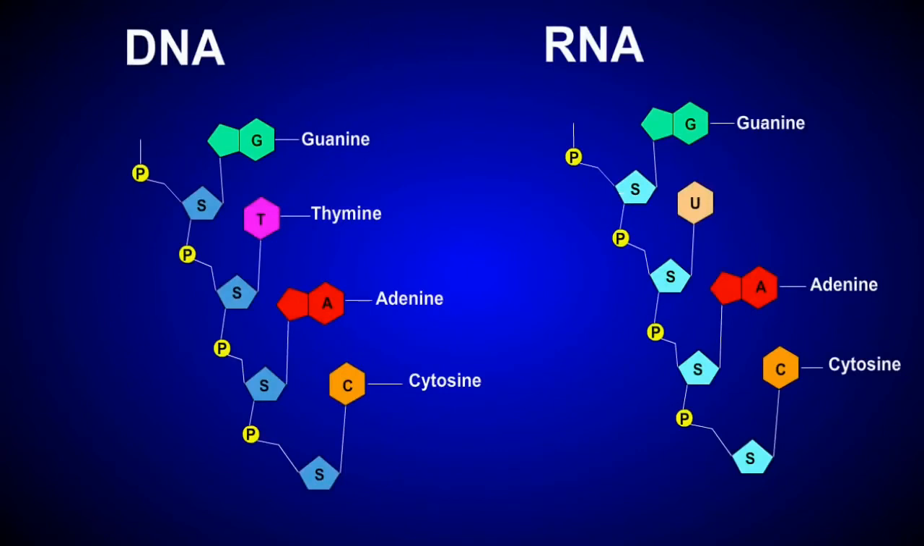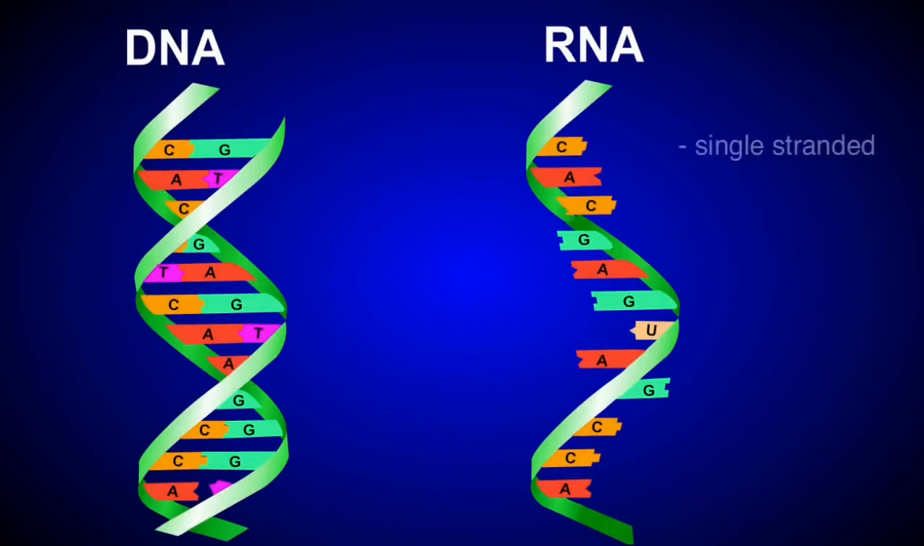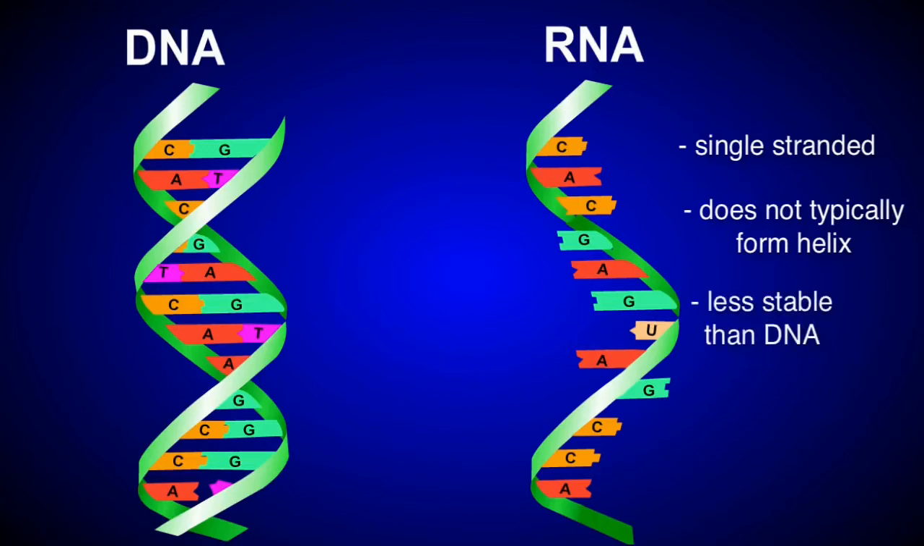RNA differs from DNA in that it contains the sugar ribose instead of deoxyribose and the nitrogenous base uracil instead of thymine. Also, RNA is usually single-stranded and does not typically form a helix. Because of this, it is less stable than DNA and is usually more temporary.